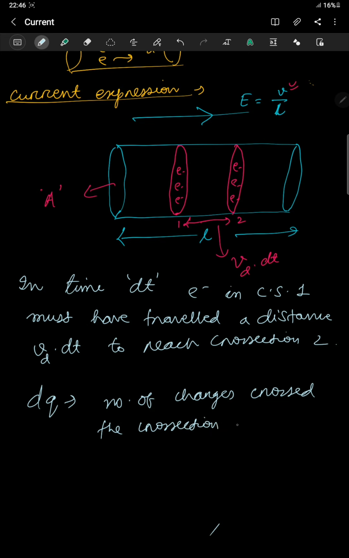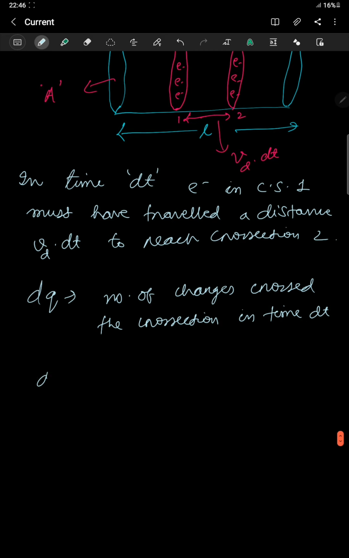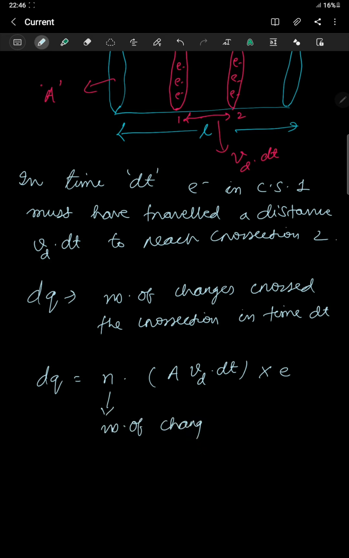The number of charges that crossed the cross section in time dt will be your dq. Okay, now how much will dq be? dq will be n into A vd dt. So the term which I have written in the bracket, what is it? It is the volume, into the electron charge. What is n here? n is the number of charge carriers per unit volume. Okay, I hope you have understood.